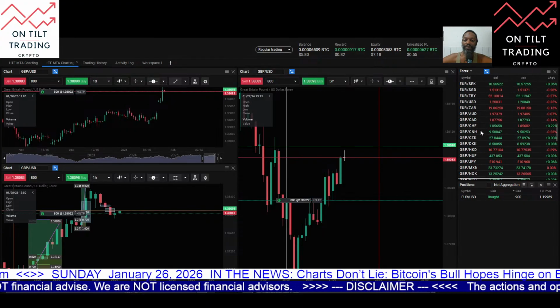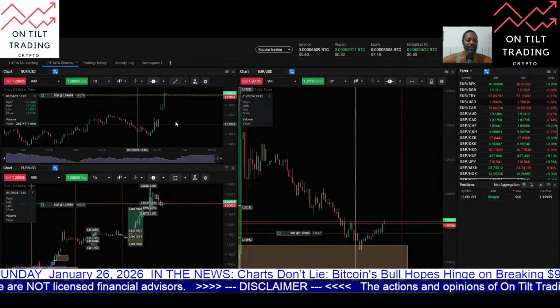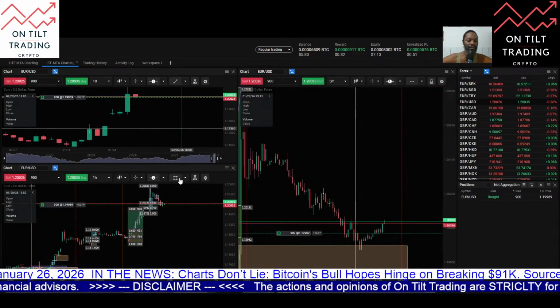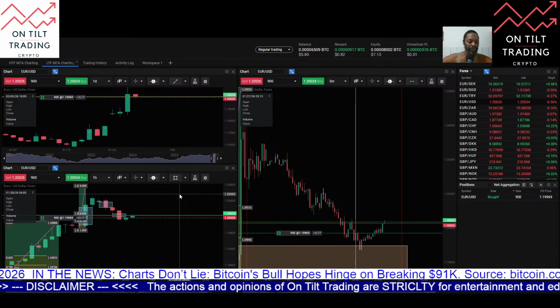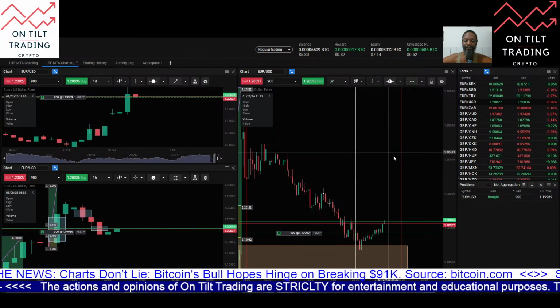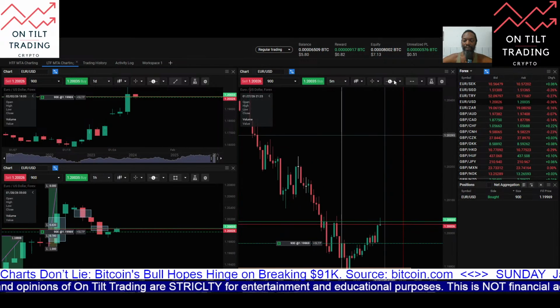We'll see what pound dollar does. Right now back to euro dollar, still delivering to the buy side here. Seeing pullback in both of them.